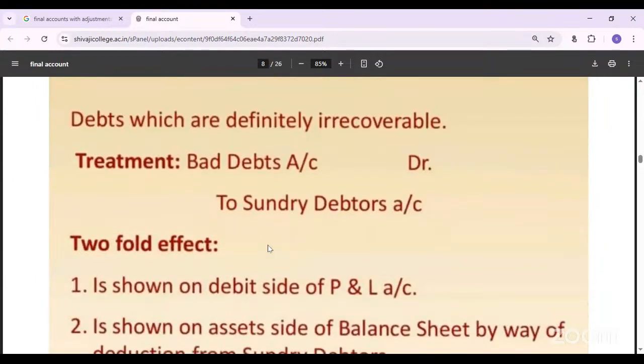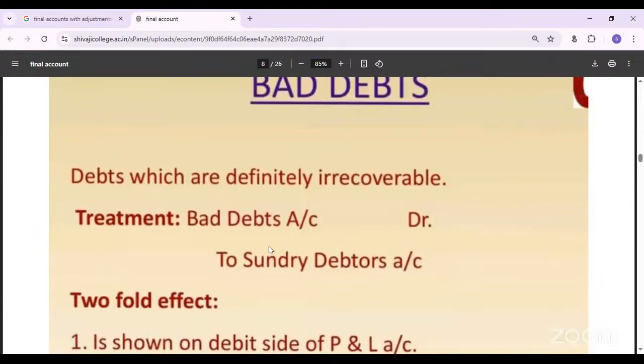Then we have something called bad debts. Bad debts means the amount which is not recovered from the debtors. The debts which we have not recovered, which are irrecoverable in nature, those expenditures we call bad debts.